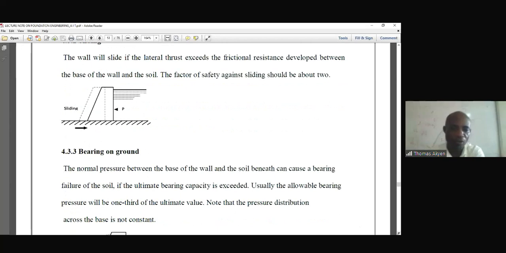Then we have bearing on ground. The normal pressure between the base of the wall and the soil beneath can cause a bearing failure of the soil if the ultimate bearing capacity is exceeded. Usually, the allowable bearing pressure will be 1/3 of the ultimate value. Note that the pressure distribution across the base is not constant.